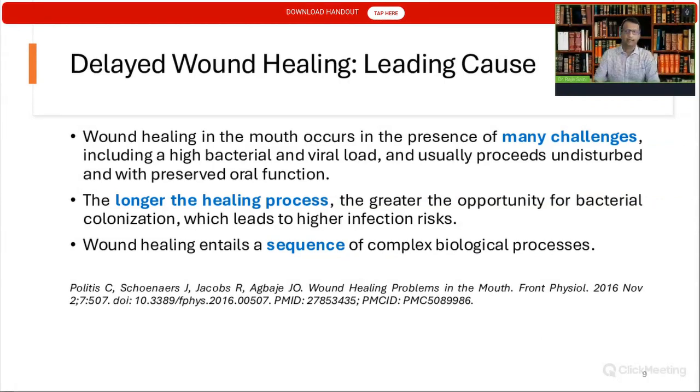So, the longer the healing process, the greater the opportunity for bacterial colonization, which can lead to higher infection risk. And as everybody knows, wound healing is a sequential process. There are four stages of wound healing: hemostasis, inflammation, proliferation, and remodeling. Especially in the first and third stages, hemostasis and proliferation, the chances of bacterial colonization are very high.